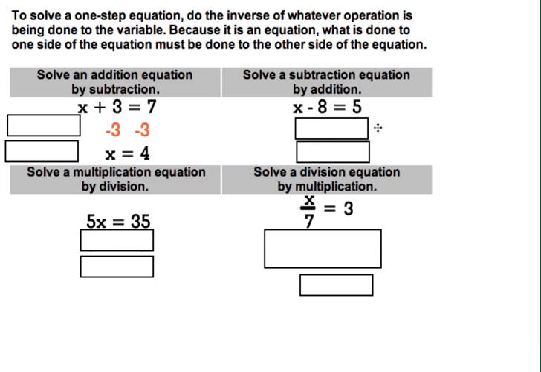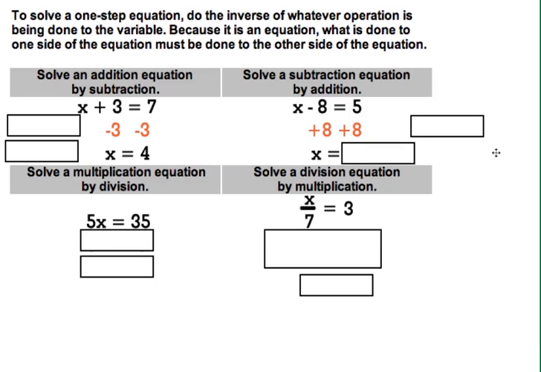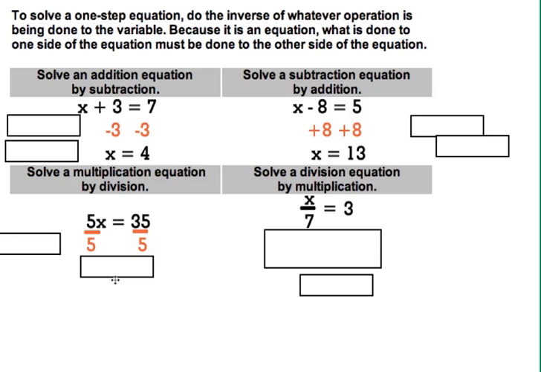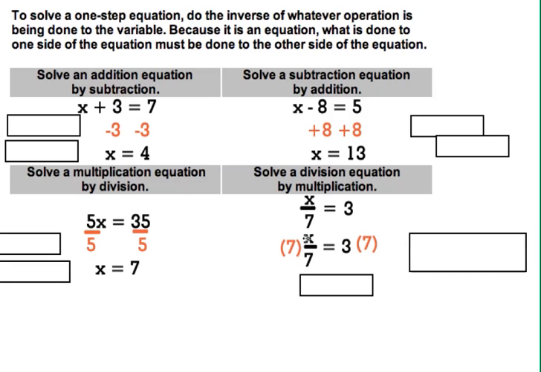Opposite of minus 8 is add 8. If we add 8 to both sides, we get x equals 13. Does 13 minus 8 equal 5? Yes, it does. There's also multiplication and division. To undo multiplication, as seen in this problem, we divide both sides by 5. 5x divided by 5 is 1x, or just x, and so x equals 7. Check to make sure. 5 times 7 is 35. We're good. Here we see this is division, divided by 7, so we're going to multiply both sides by 7. 7x divided by 7 is just x, and so x equals 21. Does 21 divided by 7 equal 3? Yes, it does.